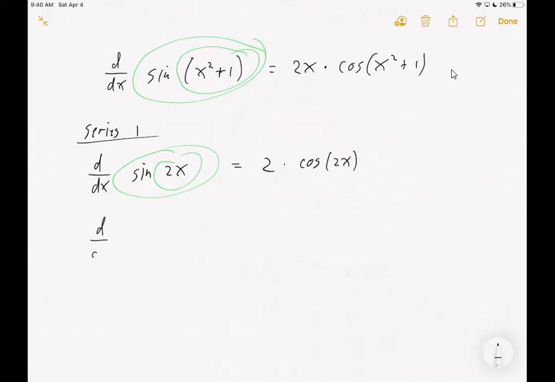Let's do the derivative with respect to x of the sine of x over 2. All right, so circle your rings and see if you can get the answer, and I'll come back in a couple of seconds.